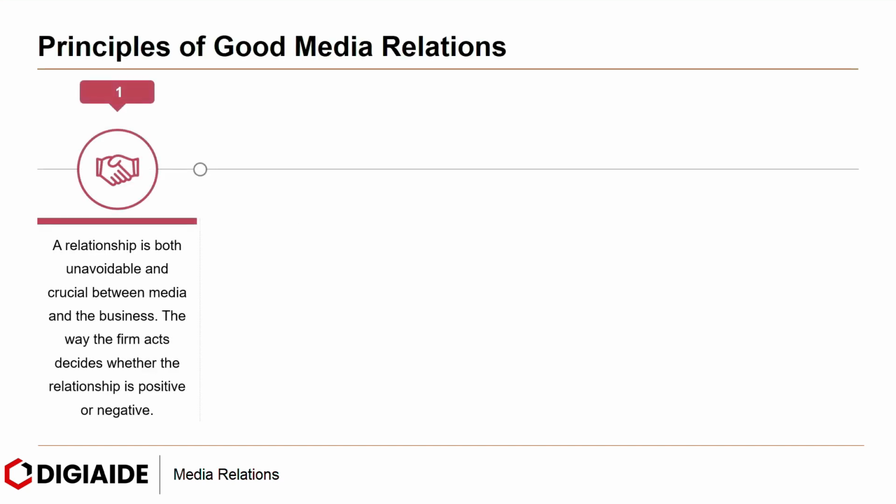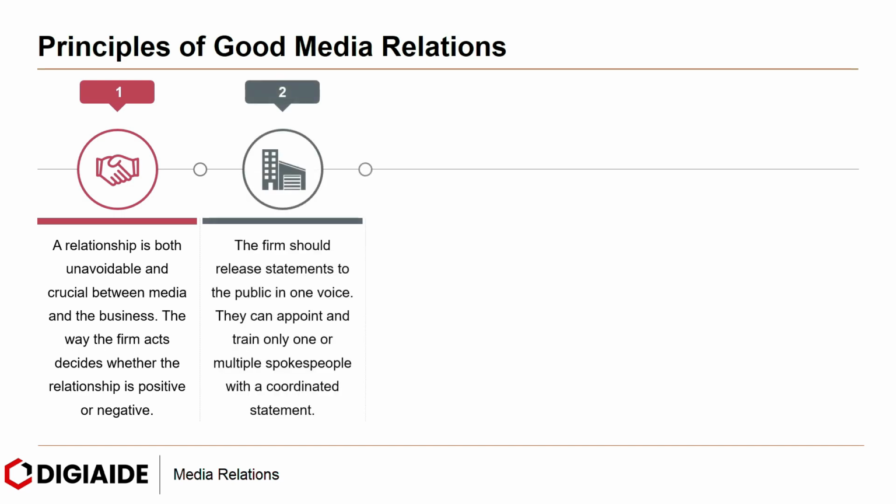First, a relationship is both unavoidable and crucial between media and the business. The way the firm acts decides whether the relationship is positive or negative. Next, the firm should release statements to the public in one voice. They can appoint and train only one or multiple spokespeople with a coordinated statement.